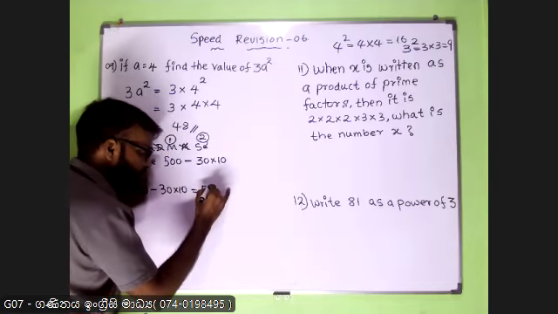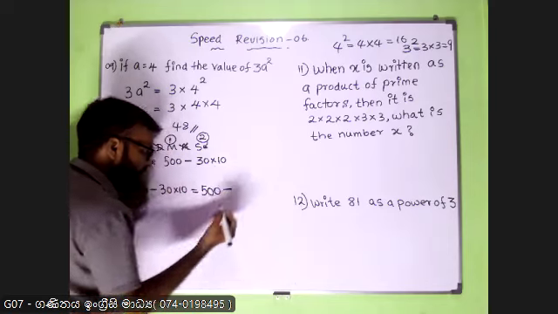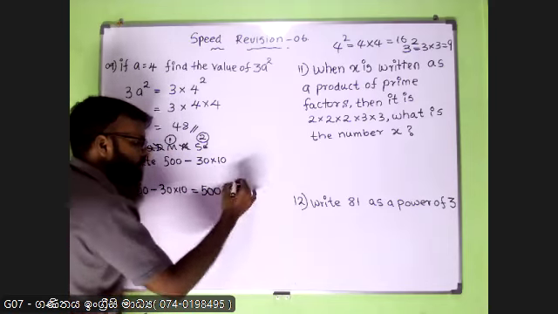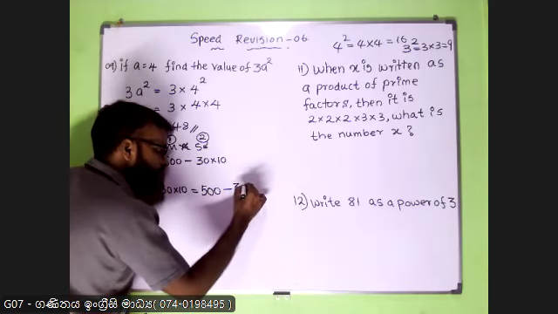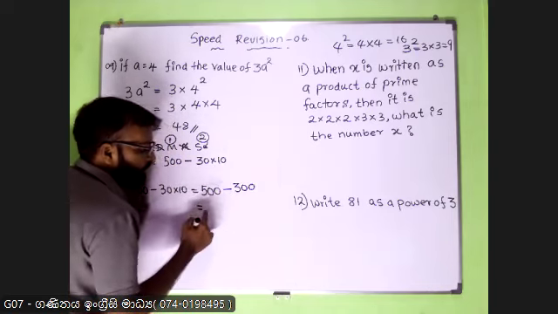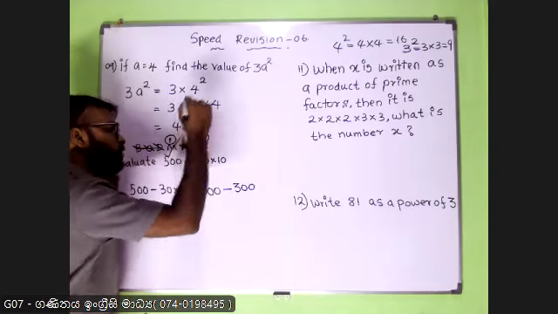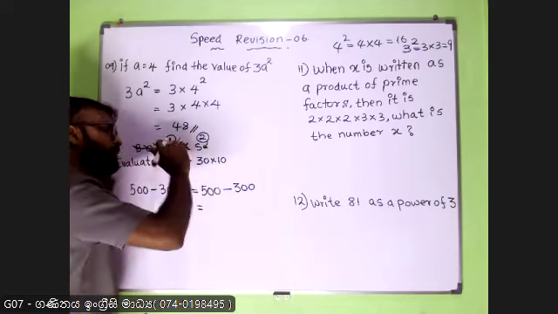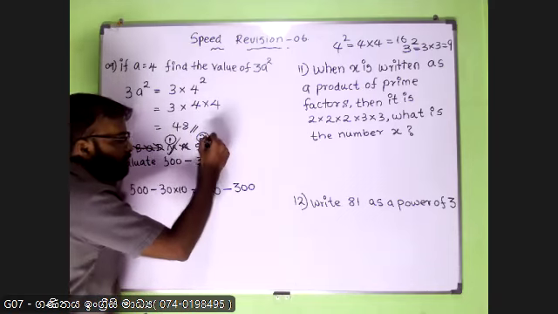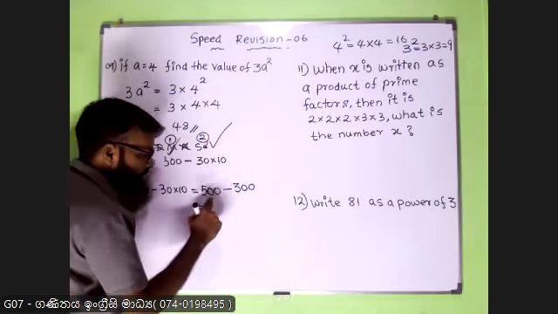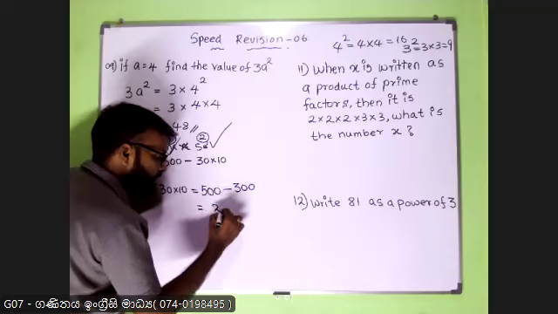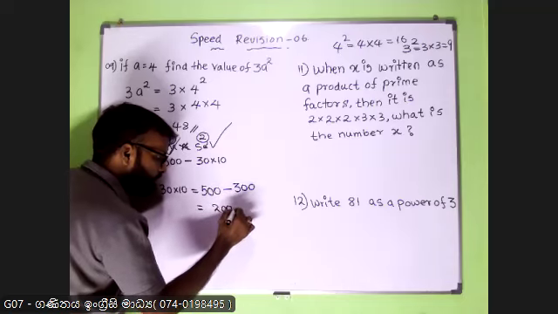So I have to write 500 minus 3 times 10. 3 times 10 means 30. The multiplication is done, now you can do the subtraction. 500 minus 300 will give you 200.